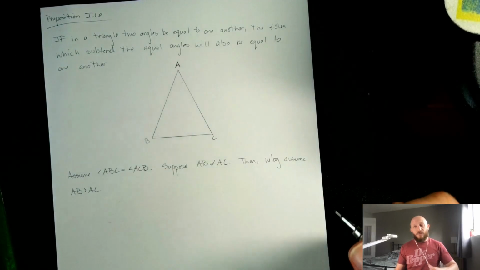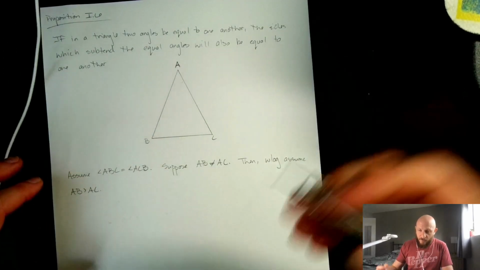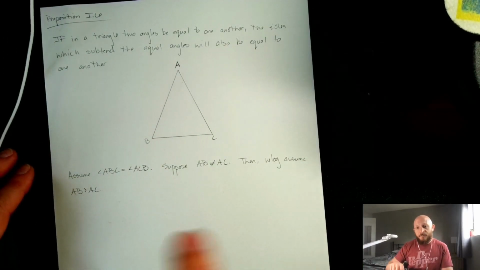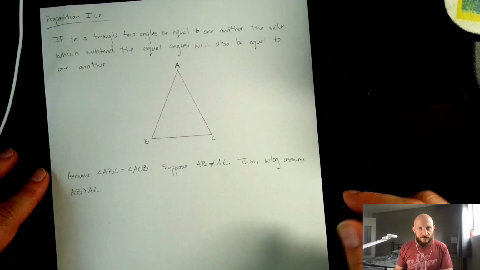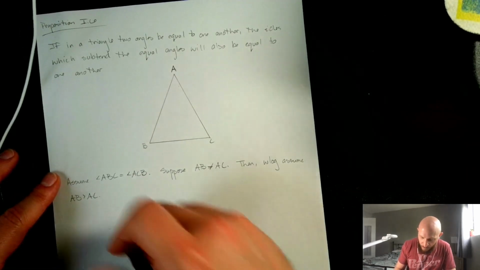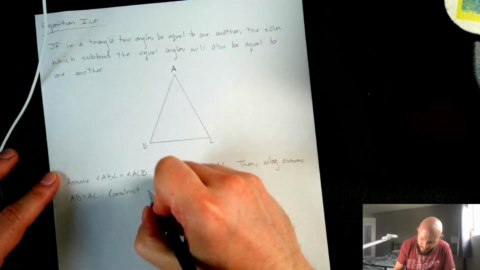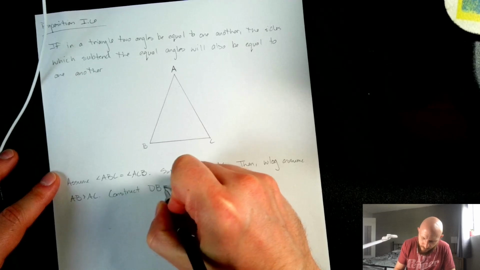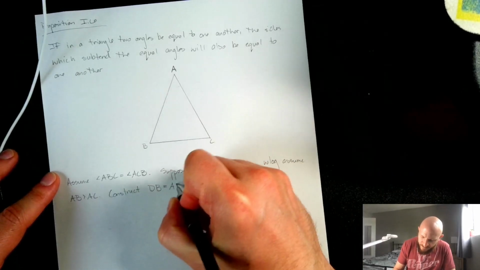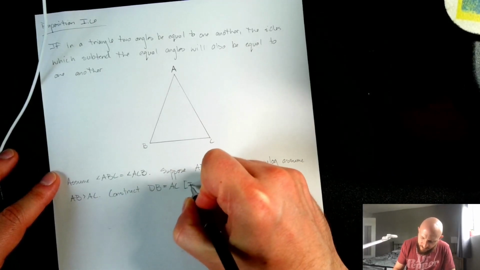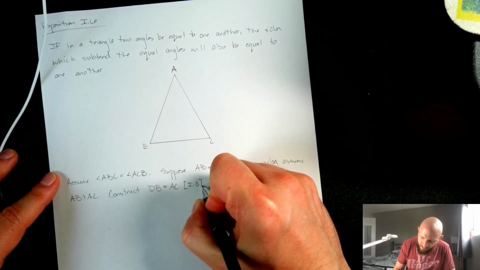Well, if that's the case, we have a proposition that says from AB we can cut off a segment equal to AC. So construct DB equal to AC. And this is, which one was it? Proposition 3, I believe.